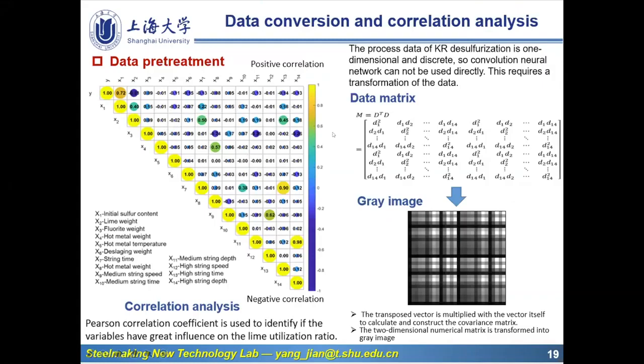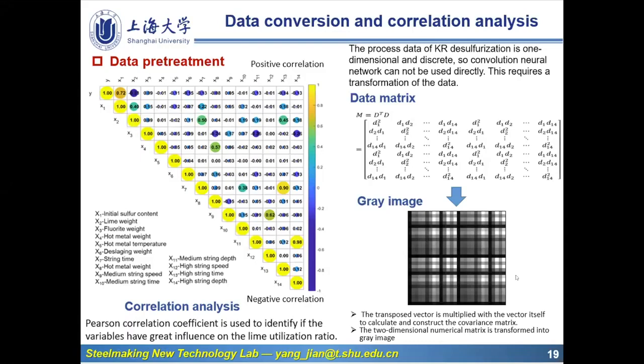At first, we use the Pearson correlation coefficient to identify whether the variables have a great influence on the line utilization ratio. The process data of KR and the desulfurization is one-dimensional and discrete, so a convolution neural network cannot be used directly, and it requires a transformation of the data. We must transfer this one-dimensional data to a two-dimensional image.